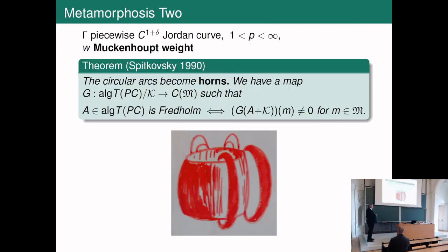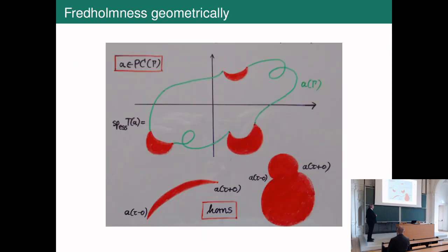So, what Spitkovsky proved is that the maximal ideal space is now a barrel in which certain circular arcs have to be replaced by horns. And this holds in the case of general Muckenhoupt weights. Geometrically, this means we now have to fill in certain horns between the chunks in order to decide what the essential spectrum is. And the spectrum is, as usual, the set of points whose winding number with respect to this is 0.